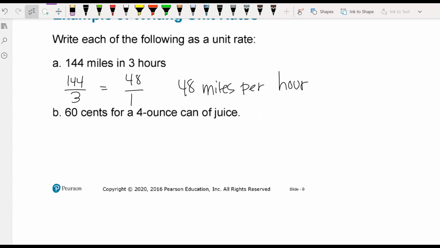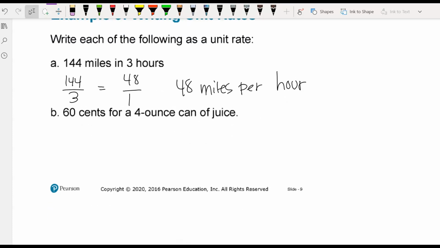All right, 60 cents for 4 ounces of juice. So that would be 60 over 4. So then we want to reduce it. So it reduces by 4. So it'd be 15 over 1, which is 15 cents per ounce.